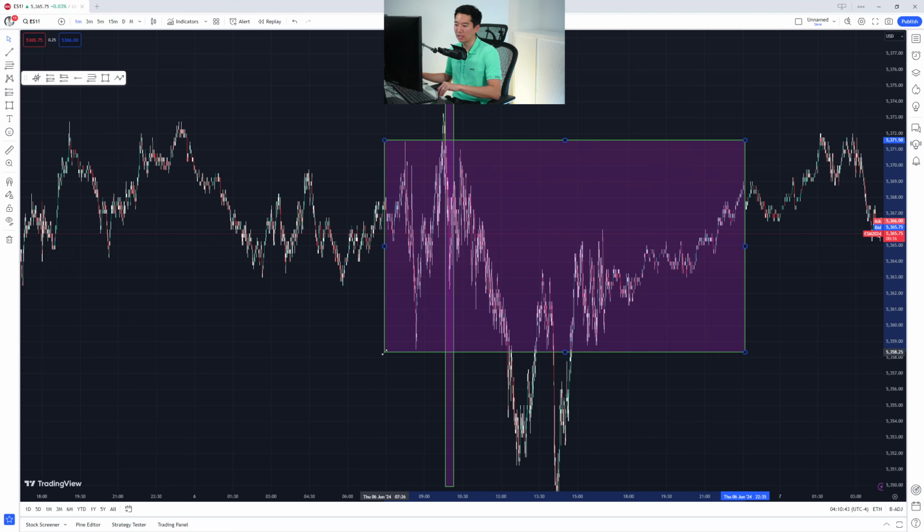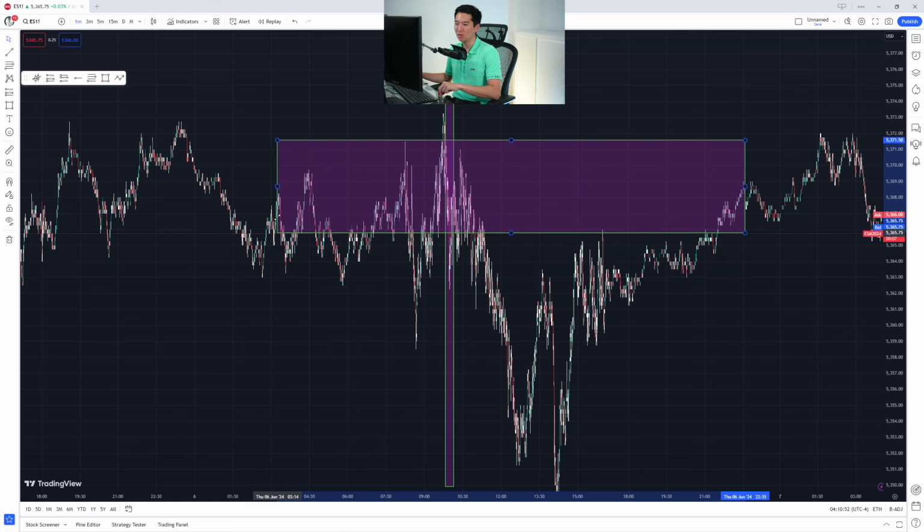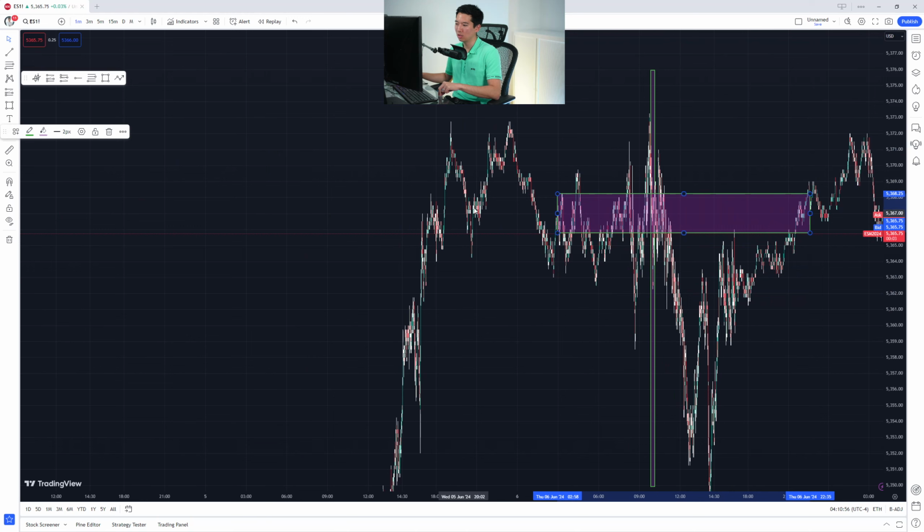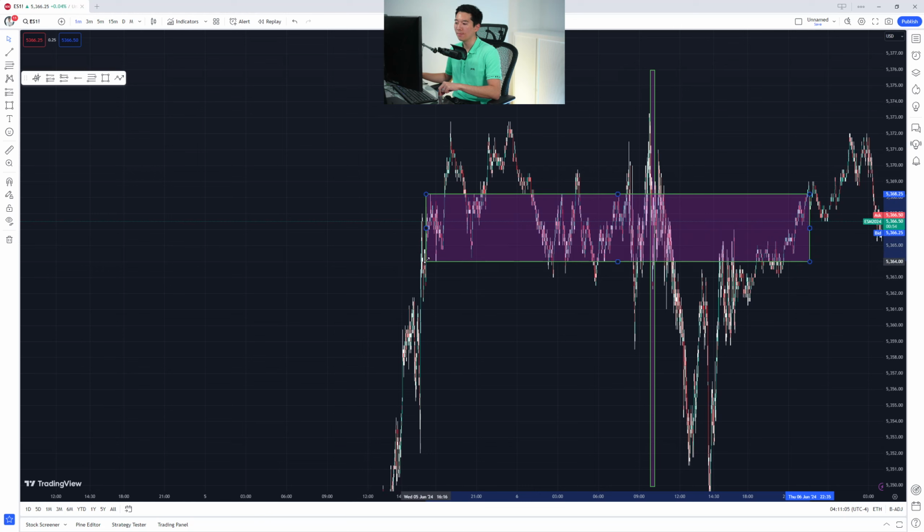Some people draw it inside with the highest and the lowest point, but I'm showing you a method that will really help you, which is to draw it as small as possible. Not too tiny, but from the left side of the contraction phase, for example from here to there, on the very left side where the contraction phase is starting is absolutely cool. And then on the lower part, so that most candles are confirming.